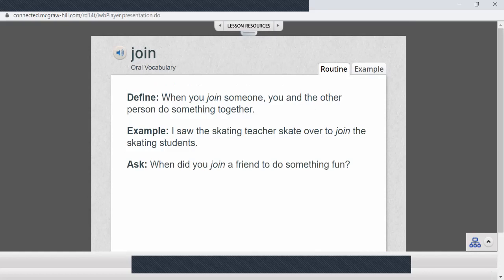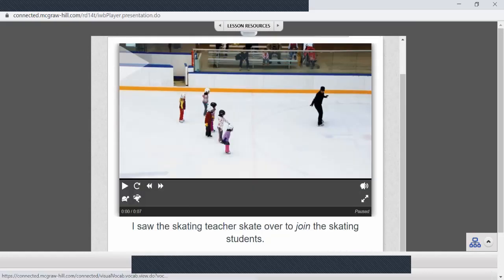Join. When you join someone, you and the other person do something together. I saw the skating teacher skate over to join the skating students. Join.